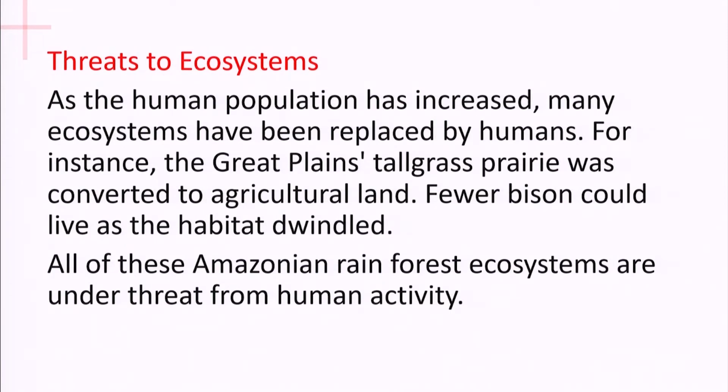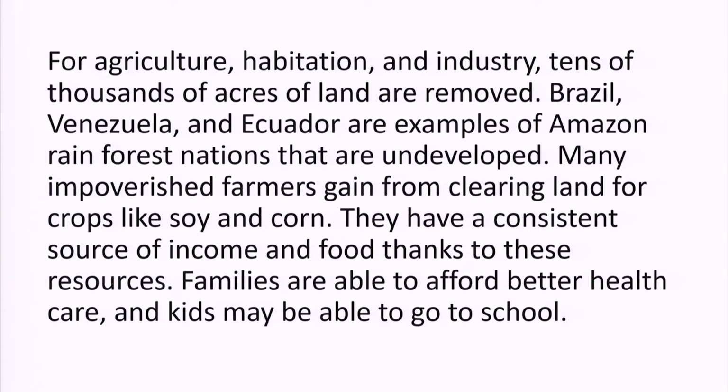But however, we have threats to the ecosystem. As the human population has increased, many ecosystems have been replaced by humans. For instance, the Great Plains tall grass prairie was converted to agricultural land. Fewer bison could live as the habitat dwindled. The Amazon rainforest ecosystem is again under threat because of human activity. For agriculture, habitation and industry, tens of thousands of acres of land have been removed.